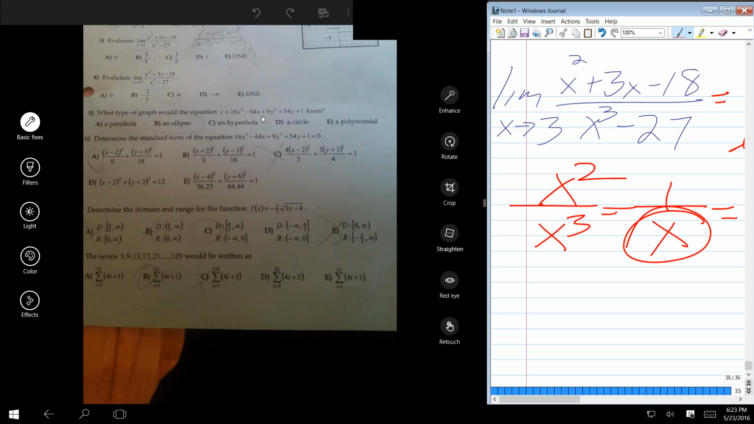And a parabola is only one squared number? Yeah, exactly. In other words, take away the square from that y and you're looking at a parabola, because now I've got y and an x squared.